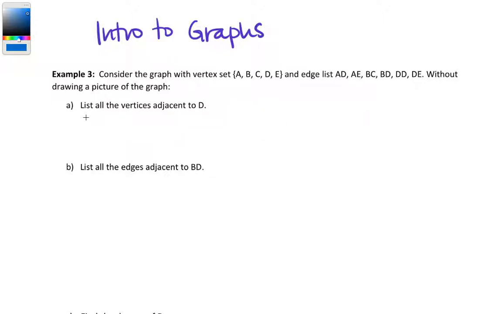Okay, first we want to find all vertices adjacent to D, which means everything that's connected up to D by an edge. Well, we have all of that information right over here in our edge list. Okay, so we know that A is connected to D. We know that B is connected to D. We know that D is connected to itself, so there's a loop in the graph, and E is connected to D as well. So there's all the vertices adjacent to vertex D.